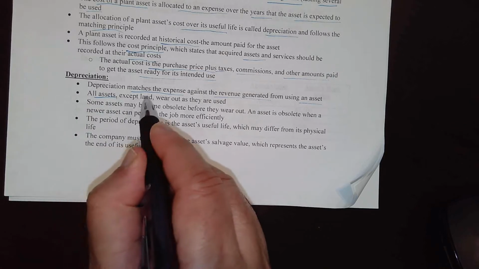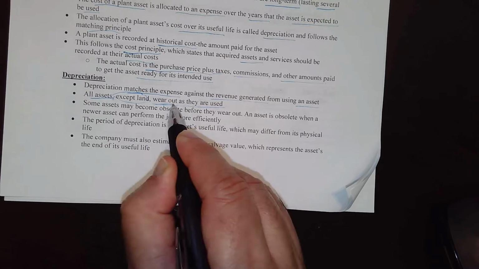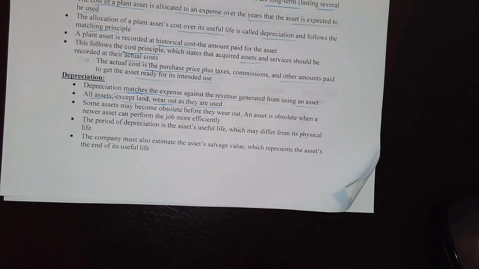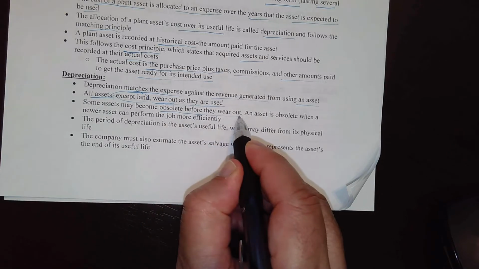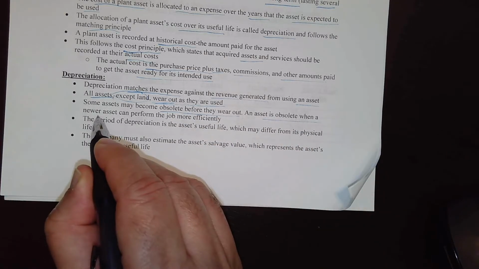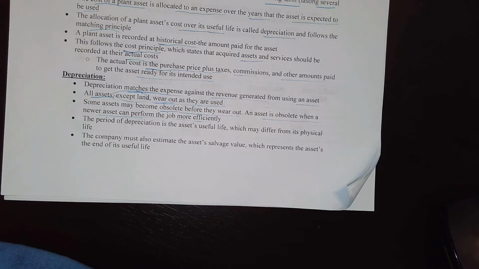All assets except land, as I said above, wear out as they are used. Wear out means they lose their value. Some assets become obsolete before they wear out. An asset is obsolete when a newer asset can perform the job more efficiently. For example, you purchase a computer, and after 1 year, this computer is obsolete because another new computer is out there, which is cheaper than the previous computer and much more efficient, with many more options to do the job.